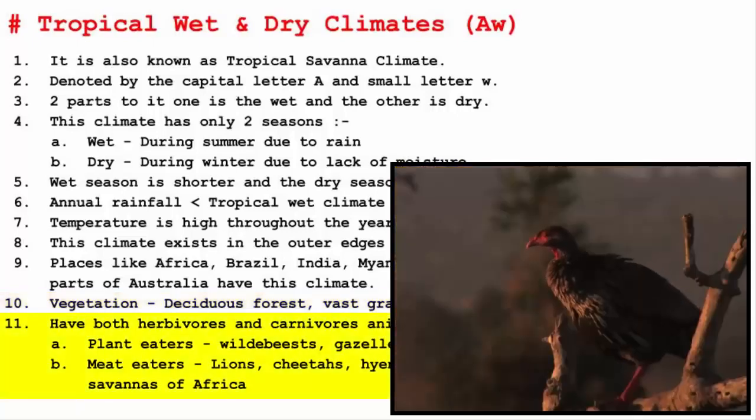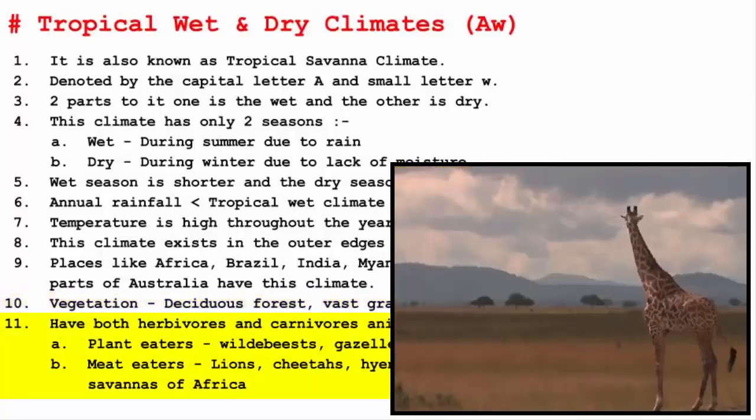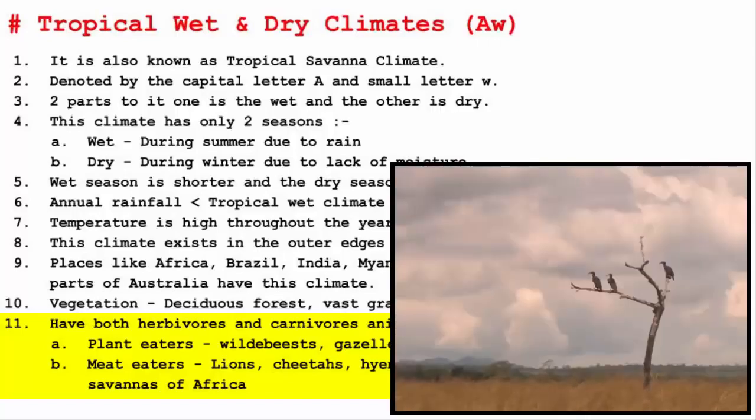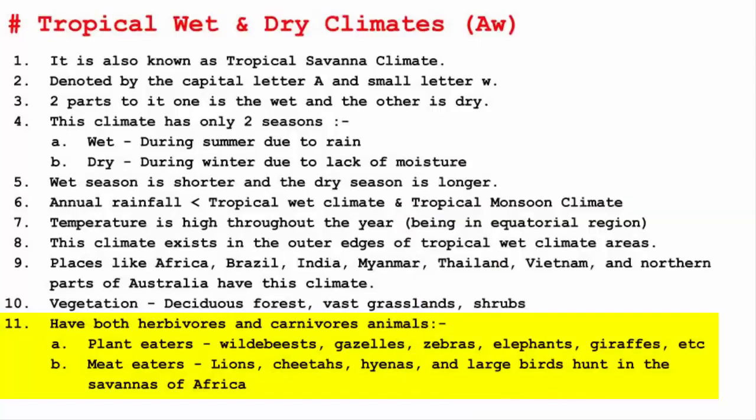Now this climatic region consists of large grasslands that are called savanna. So naturally we will find many animals that are plant eaters who like to graze in the grasses. Some of these animals are wildebeests, gazelles, zebras, elephants, giraffes, etc. At the same time, there are animals that eat meat. They follow and hunt the plant eaters. Animals like lions, cheetahs, hyenas, and large birds hunt in the savannas of Africa.